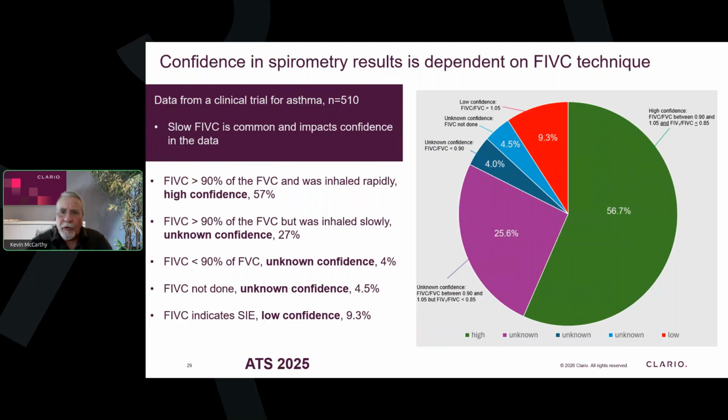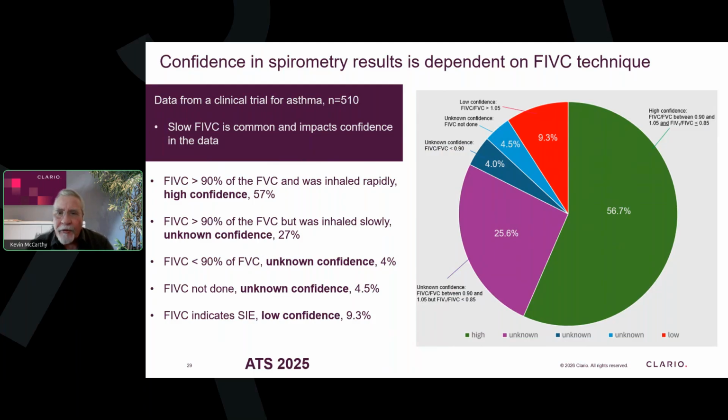Okay, thank you. So this is a pie chart, and these are measurements taken from a clinical trial for asthma. Let me explain what those different segments of the pie represent. So we see 57% of the measurements falling into the green category. Green means that the FIVC volume suggested the forced exhalation started from full inflation, and the FIVC was inhaled vigorously. That is, we have a way of characterizing whether it was inhaled with maximum effort or not, or approximating that, or getting a good idea if that occurred.